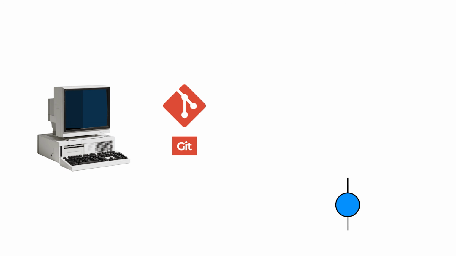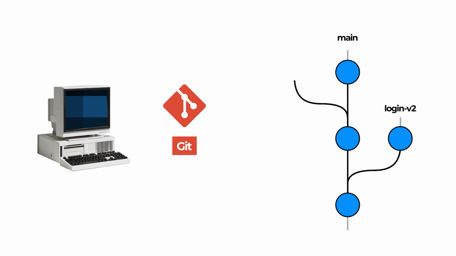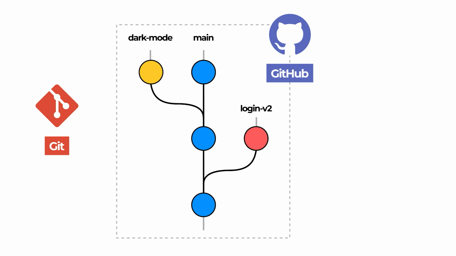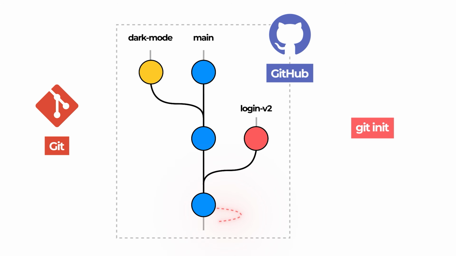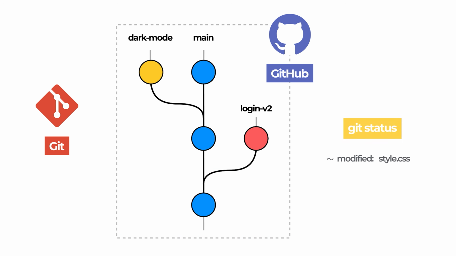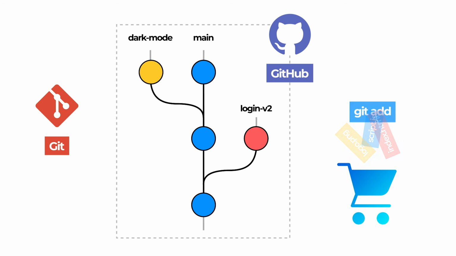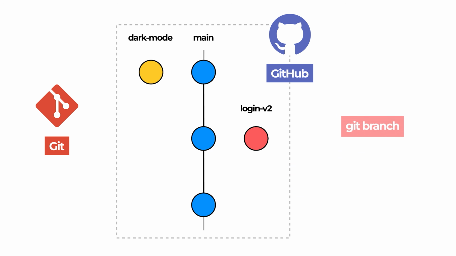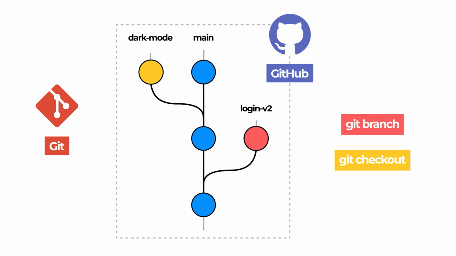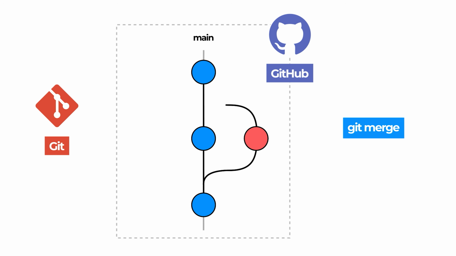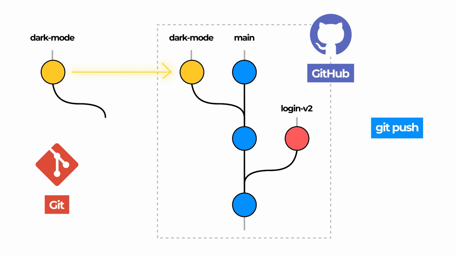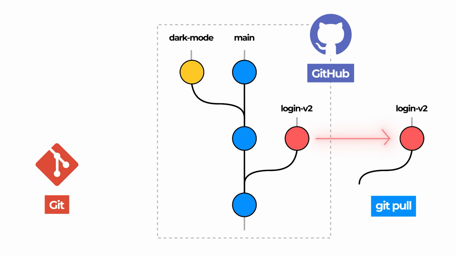So let's make a quick summary. Git is your local history tracker, every change safely recorded. GitHub is your online space for storing your code and those changes. The essential commands that you need to know are git init to start tracking your project, git status to see what's changed, git add to stage changes, git commit to save a checkpoint, git branch and git checkout to create and switch universes, git merge to combine changes together, git push to send your local changes to GitHub, git pull to download the changes from your teammates.